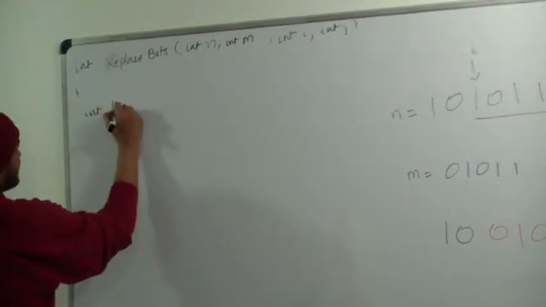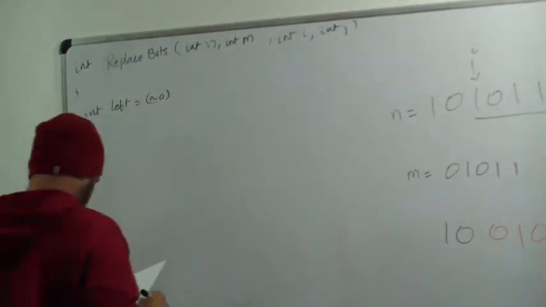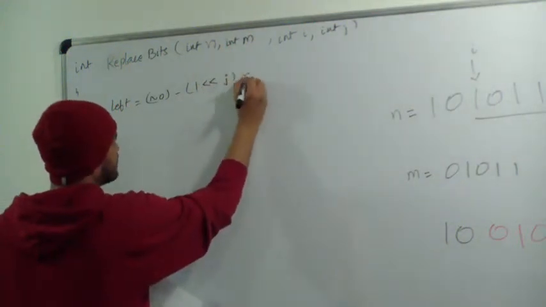So I create a left mask, negation of 0, minus 1, left shifted j times, minus 1.